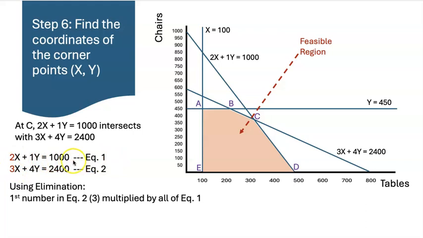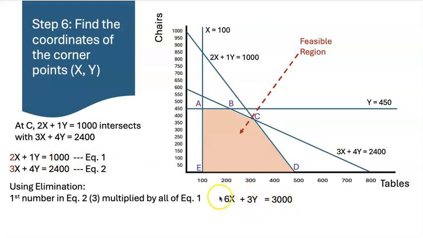Now, why do we have to multiply everything? Because the rule of what we're dealing with in algebra is that anything you do to one section of the equation, you have to do to all of the equation. That leaves the equation intact. So we're going to take 3 and use it to multiply everything in equation 1. So 3 times 2x, that's 6x, plus 3 times y, that's 3y, equals 3 times 1000, which is 3000.